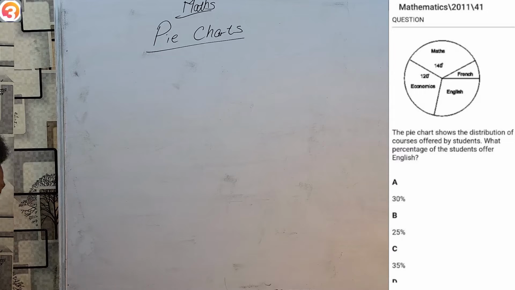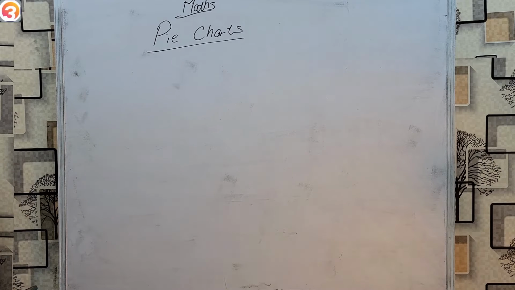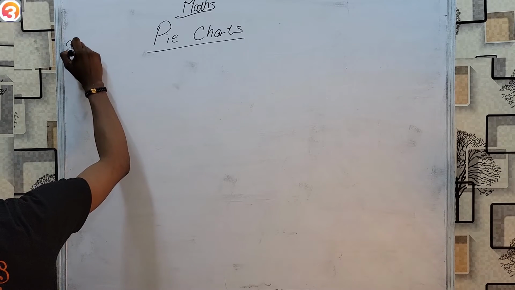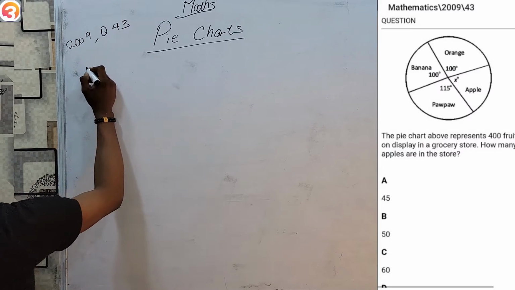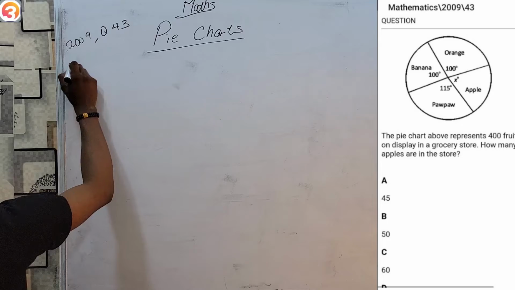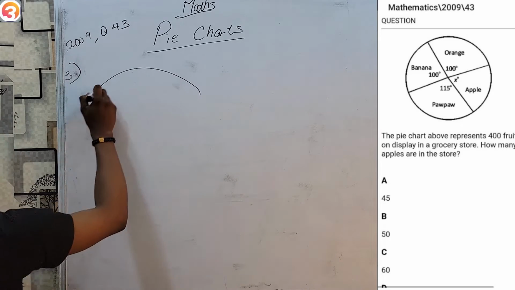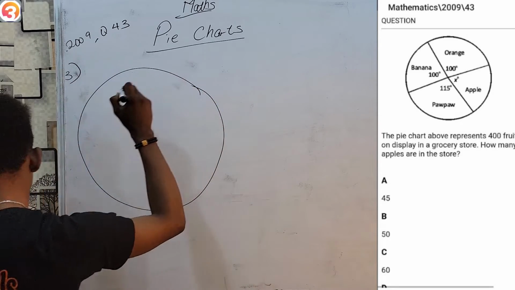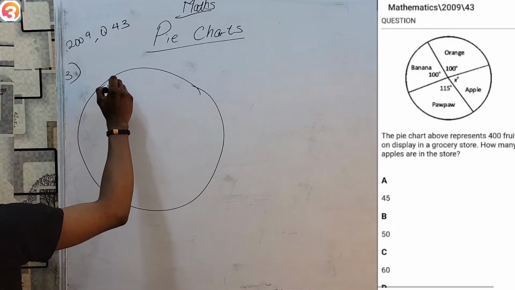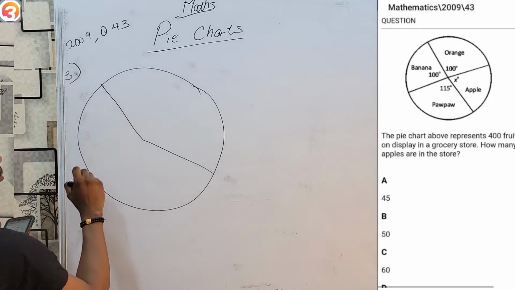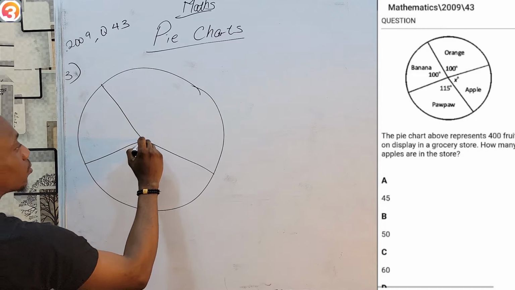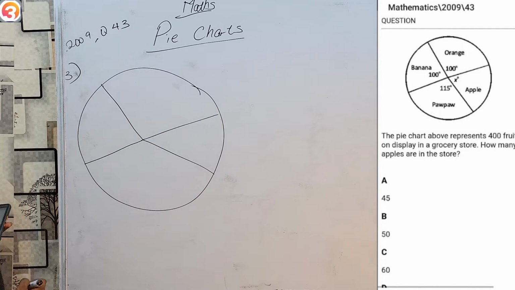Next up, we are going to the year 2009, and we're going to look at question 43. For this one, let's draw the circle as usual. Okay, we have something like this. Something looking a bit like this.